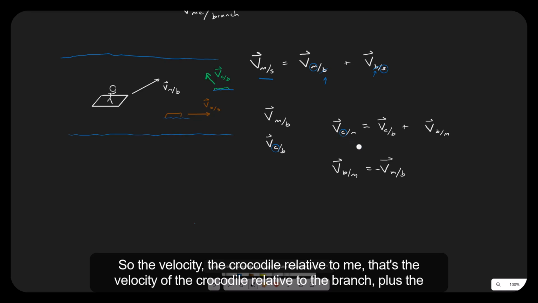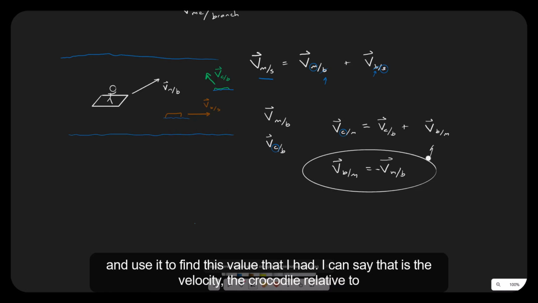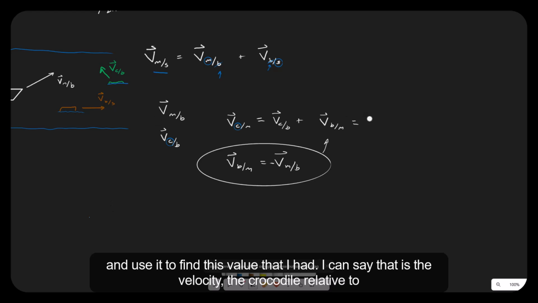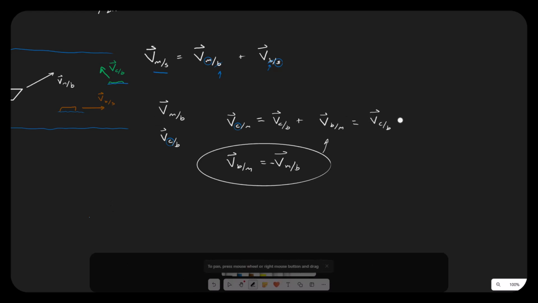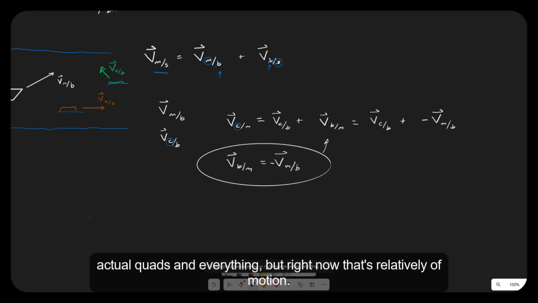So the velocity of the crocodile relative to me, that's the velocity of the crocodile relative to the branch, plus the velocity of the branch relative to me. I can take this thing and use it to find this value that I didn't have. So I can say that is the velocity of the crocodile relative to the branch plus the opposite of the velocity of me relative to the branch. Now I'm right back to a vector addition problem. I'll run through an example of this in a separate video that uses numbers and actual quantities and everything, but for right now, that's relative motion.